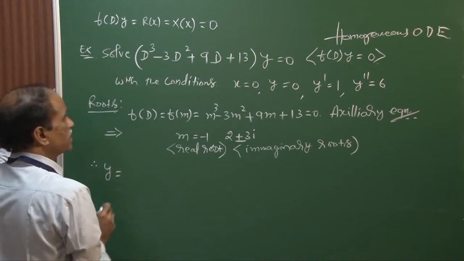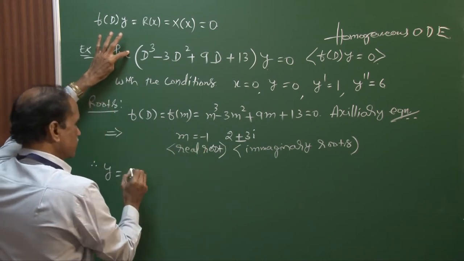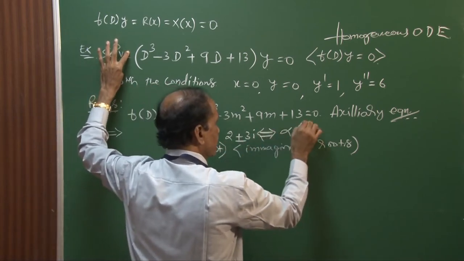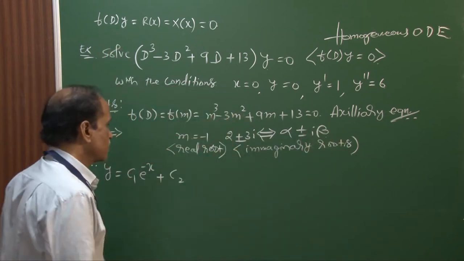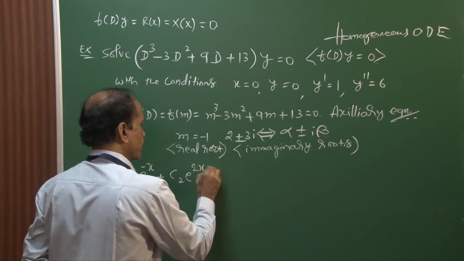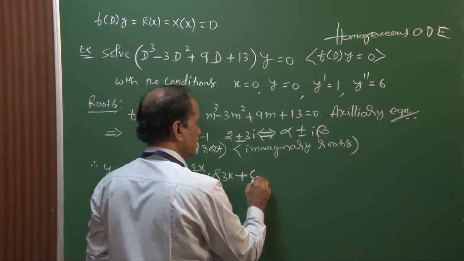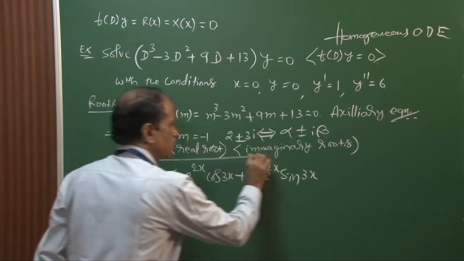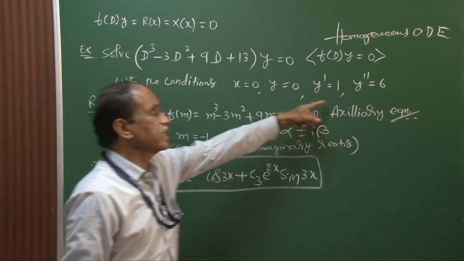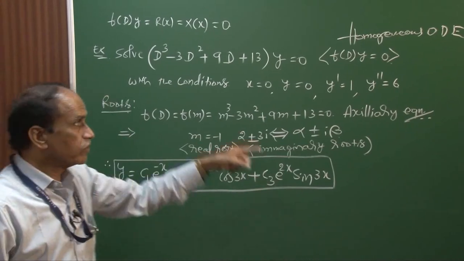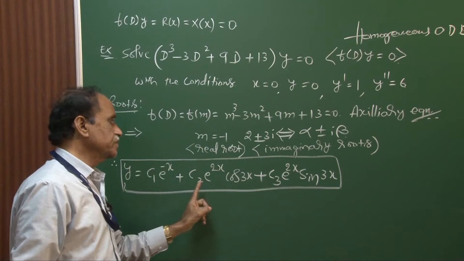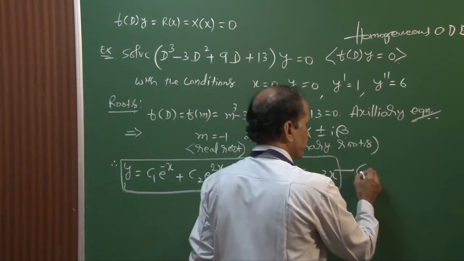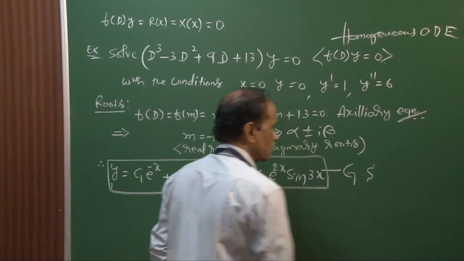Therefore, the solution should be written in terms of x as y = c1 e^(-x) + e^(2x)(c2 cos 3x + c3 sin 3x). The first constant you have to introduce is c1, and c2 and c3 here are compared with the alpha plus or minus i beta form, the imaginary roots. This is the final solution when initial conditions are not given. If the initial conditions are given, we need to introduce them so that c1, c2, c3 can be calculated, and then we call it the particular solution. This is called the general solution, because of the presence of arbitrary constants.